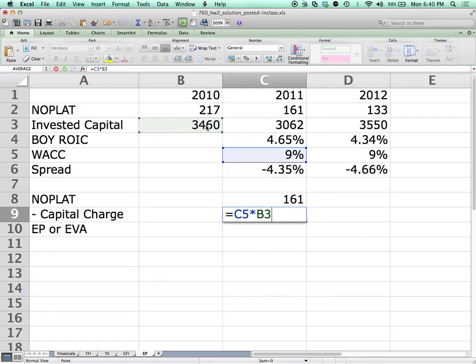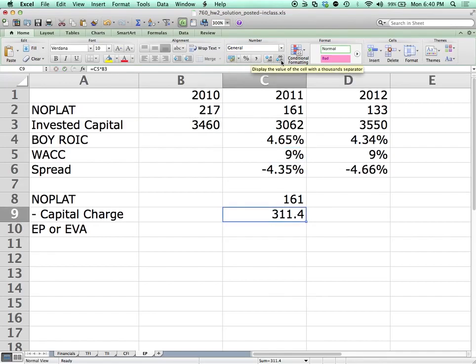So I started with 3460. Investors are charging me 9% to employ that money for the year coming. So therefore, in order to give them a 9% return on the starting invested capital, I need to make 311.4. If I make 311.4, then I make exactly 9%. I made 161. I was 150.4 short. That's my negative economic value added, negative economic profit. All right. So I was basically 150 million short of making a 9% rate of return. I did not create value during this period of time.